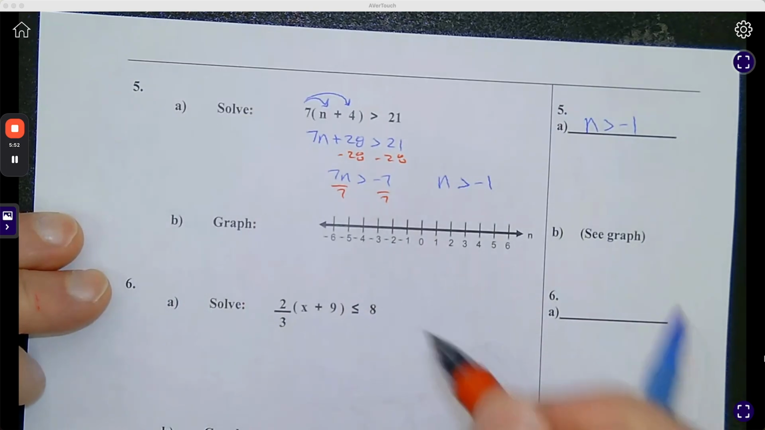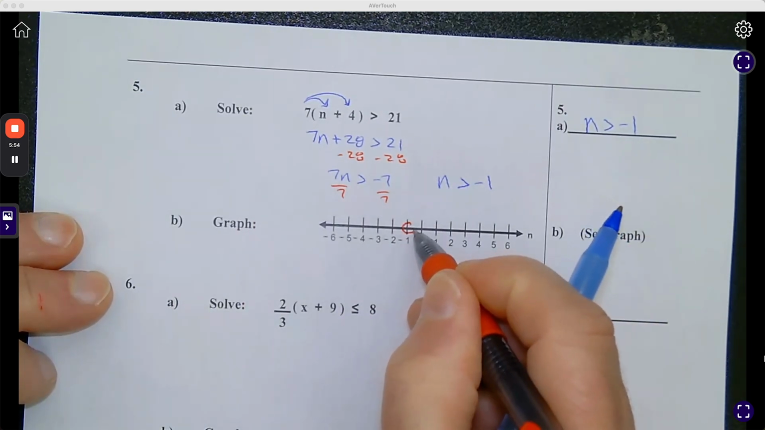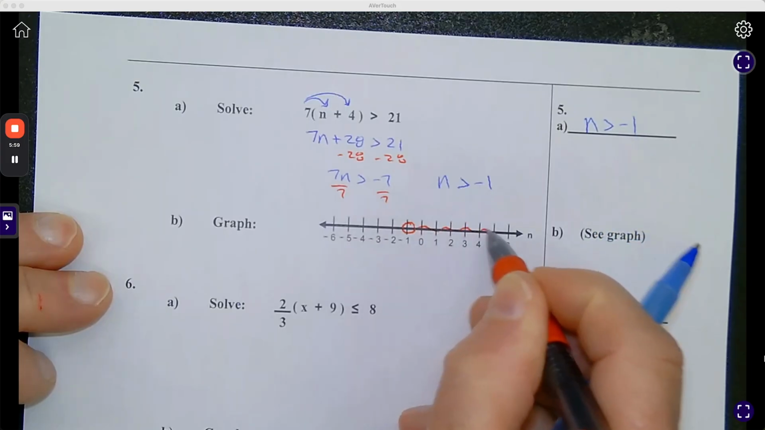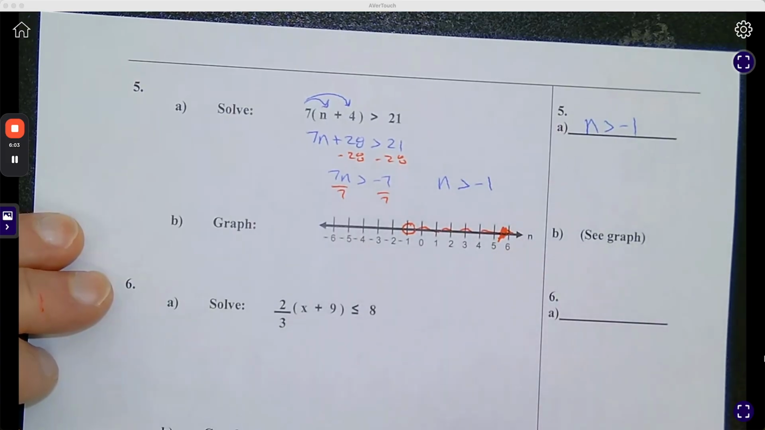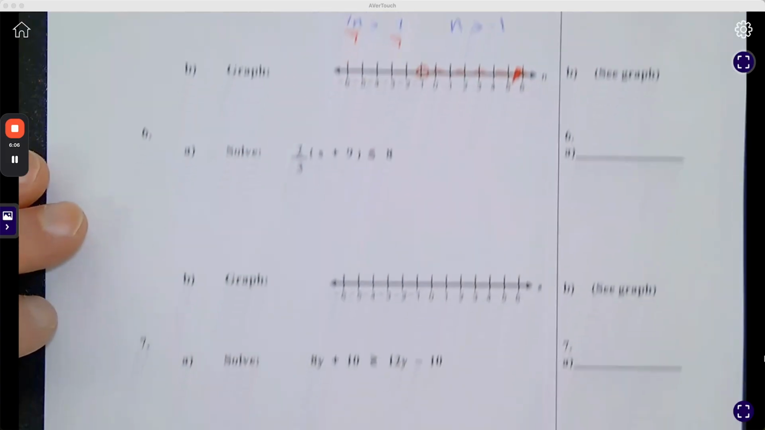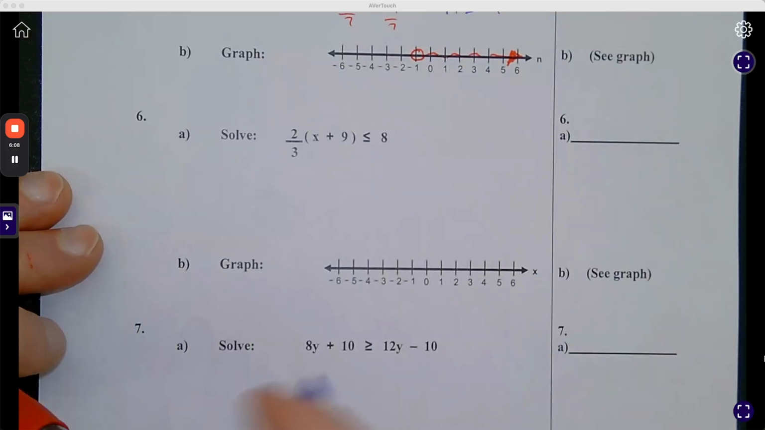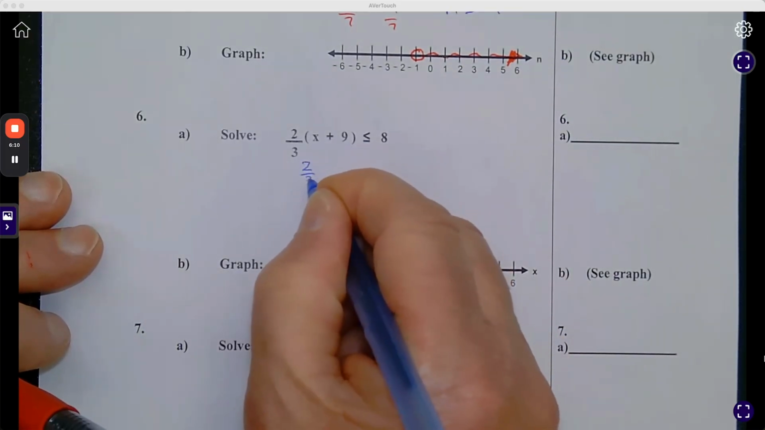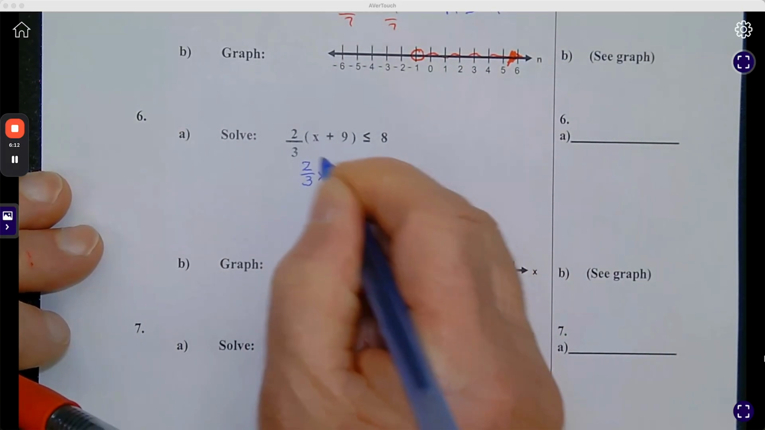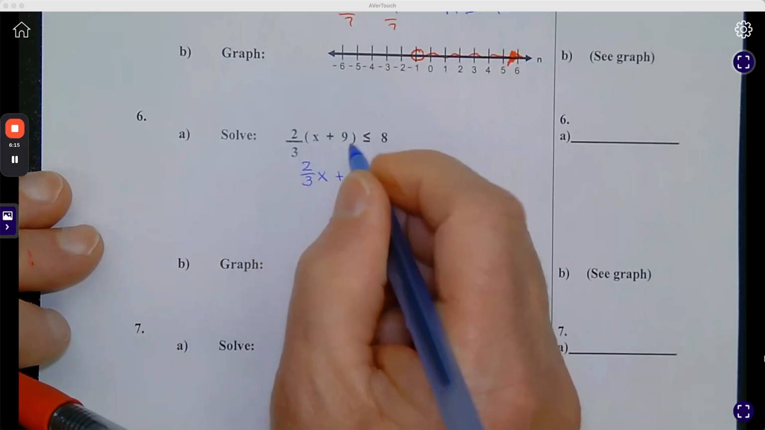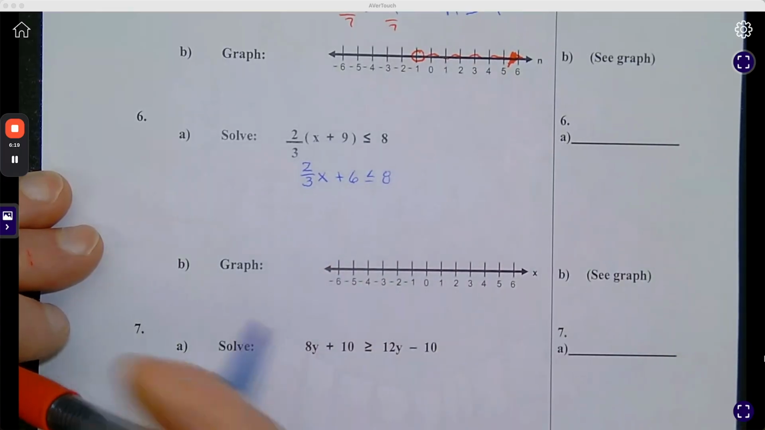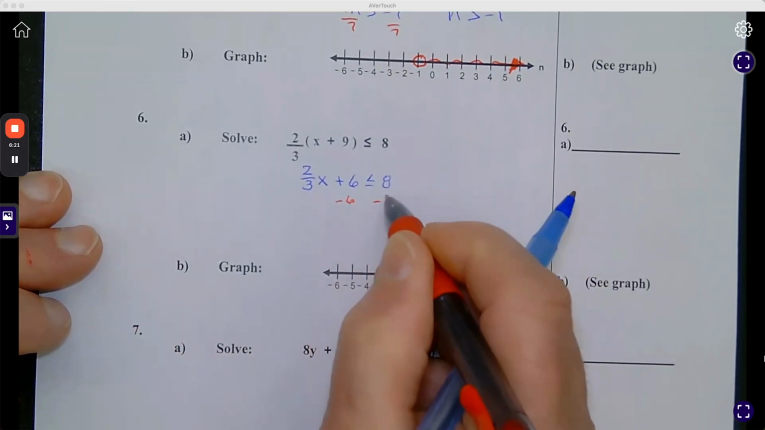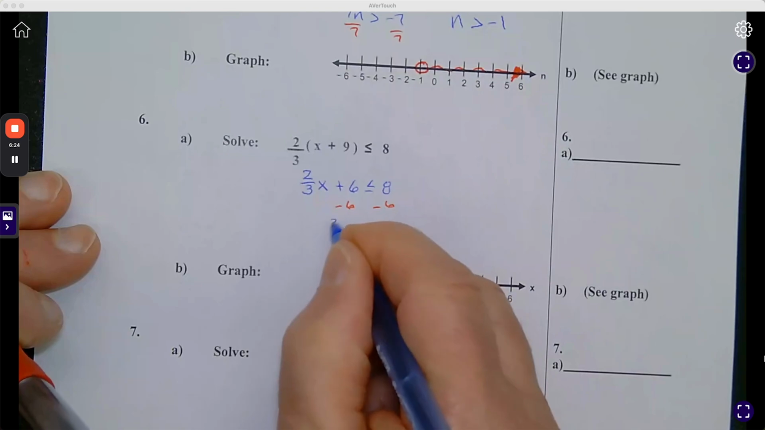Okay, notice n is strictly greater than negative 1. Negative 1, leave it open, because negative 1 is not a solution. And then it goes in that direction. Done! Okay, this is a fraction, but no big deal. We're going to distribute that through. 2/3 times 1 is 2/3, plus 2/3 times 9 is 6. And you put it in your calculator. Subtract 6. Now I'm going to start solving.